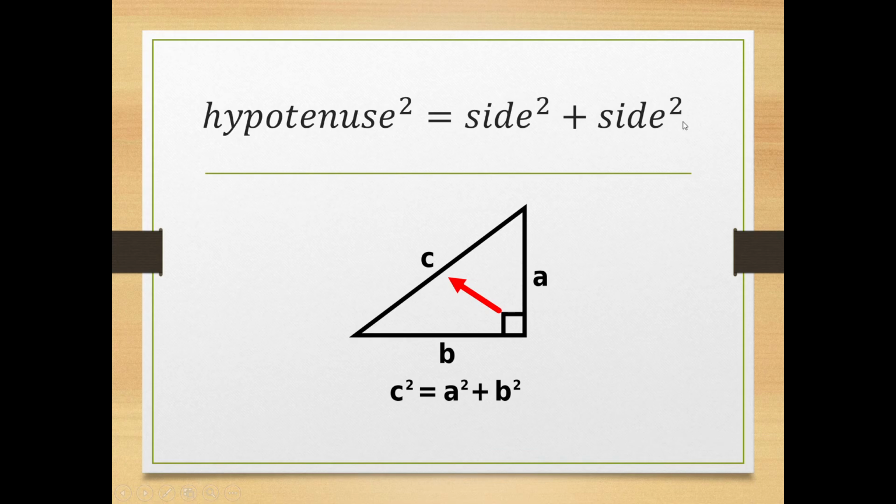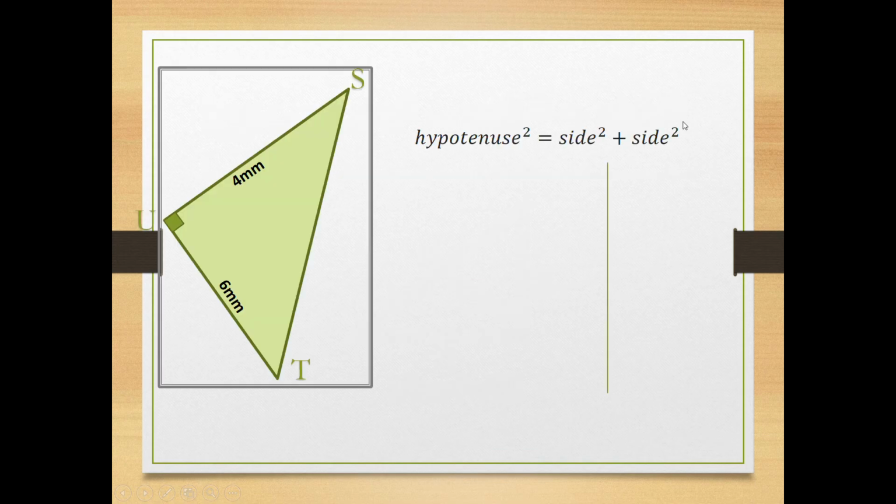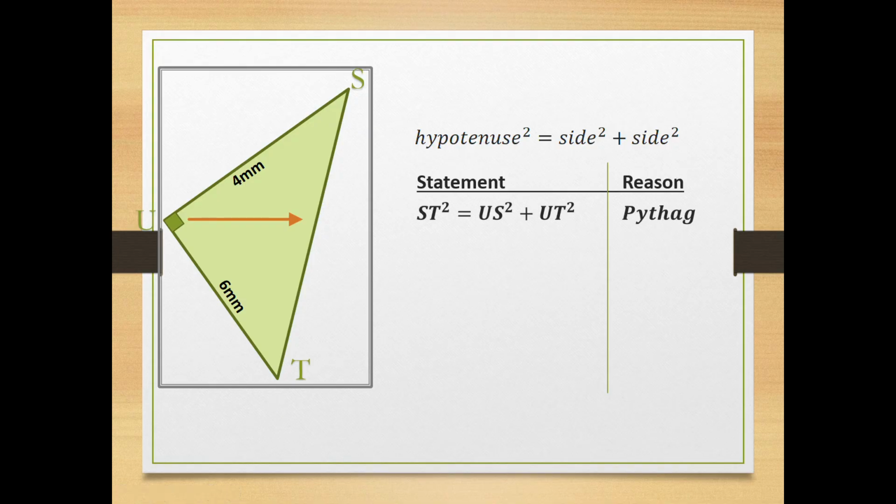Okay, so let's do an example. Here's my triangle. I've got SUT. Please will you copy this into your books and make sure you've got a statement and a reason column because Pythag forms part of geometry. So my statement is basically an equation. Something plus something is equal to something. In this case, I need to figure out what my hypotenuse is. So my hypotenuse is there, opposite the right angle. So ST squared will be equal to SU squared plus UT squared. Reason, Pythag.